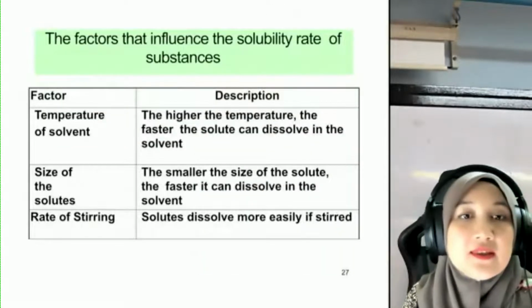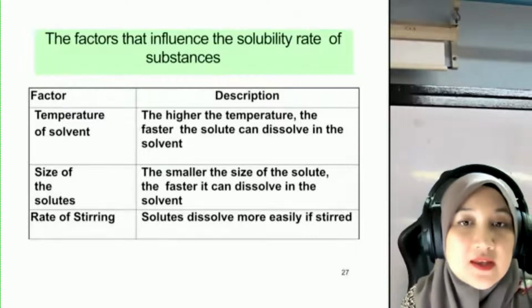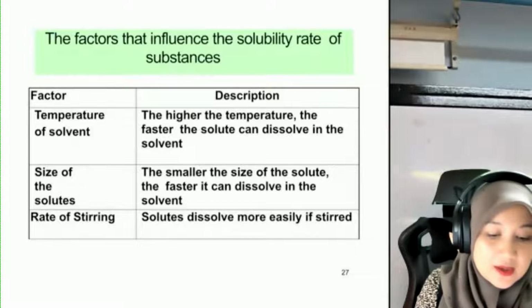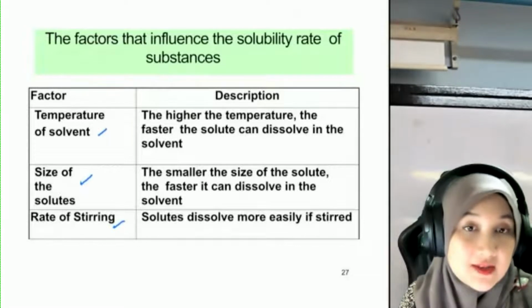Then, the factors that influence the solubility rate of a substance are explained here: temperature of the solvent, size of the solute, and rate of stirring.